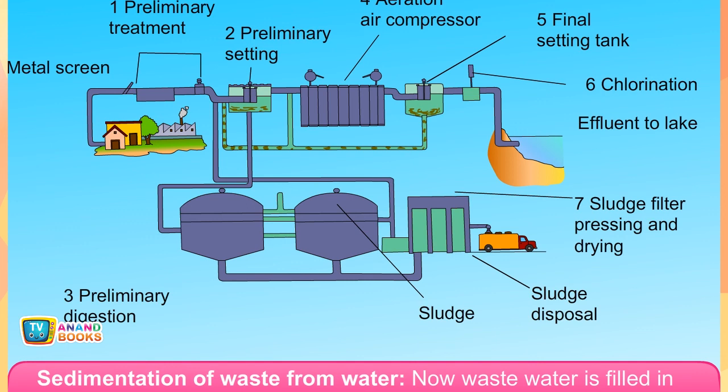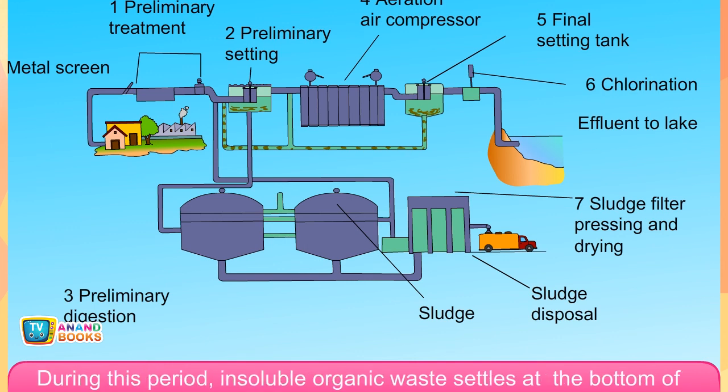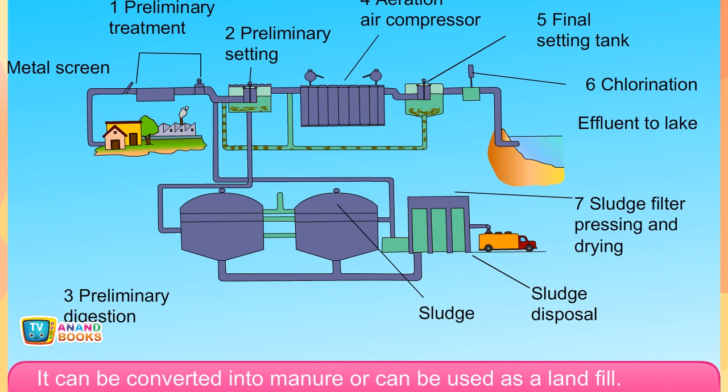Sedimentation of waste from water. Now, wastewater is filled in large tanks and kept undisturbed for 8 to 12 hours. During this period, insoluble organic waste settles at the bottom of the tank. Settled waste is called sludge. It can be converted into manure or can be used as a landfill.